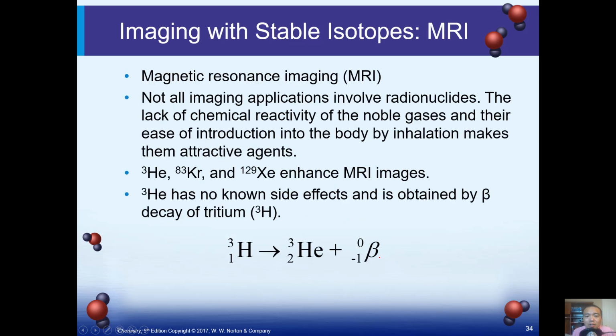Do remember, not all imaging applications involve radionuclides. The lack of chemical reactivity of the noble gases and the ease of introduction into the body by inhalation makes them attractive agents. For example, these different forms of noble gas isotopes can enhance the MRI images. And helium-3 has no known side effects and is obtained by beta decay of tritium.